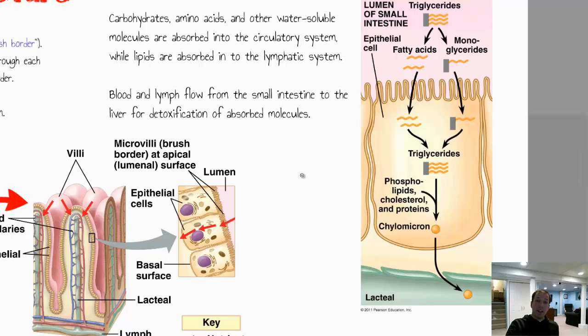There is a connection as well to the lymphatic system. That's how lipids are going to be absorbed. The lymphatic system is a kind of dual circulatory system. It also carries a lot of fluids from one part of the body to the other.